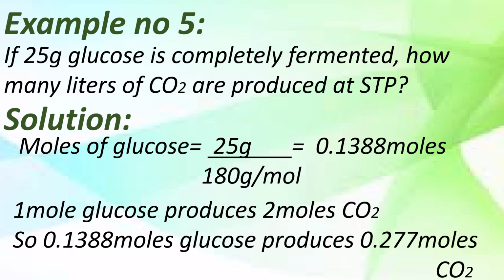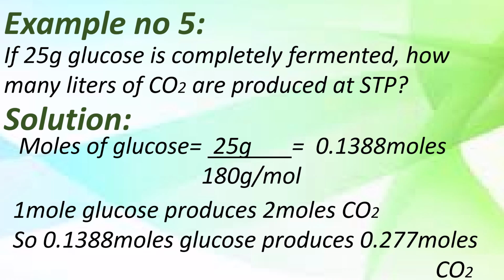Example number 5. If 25 gram glucose is completely fermented, how many liters of carbon dioxide are produced at STP? We have the amount of glucose that is completely fermented. We have to calculate liters of carbon dioxide produced at STP, meaning at standard temperature and pressure. Standard temperature is 273 Kelvin. Standard pressure is 1 atmosphere.